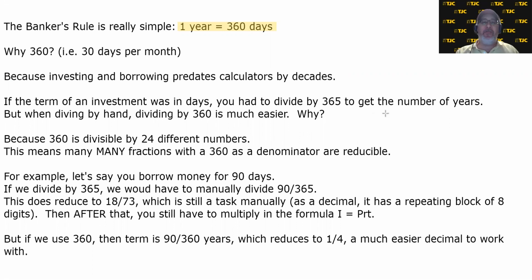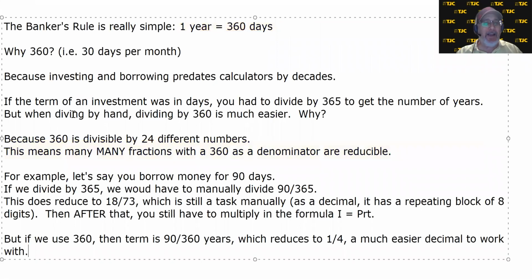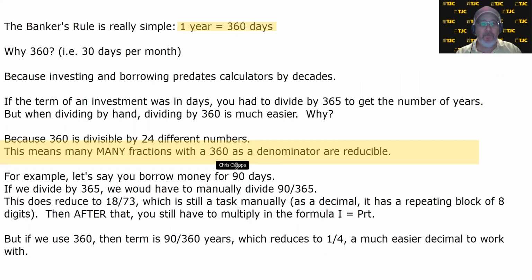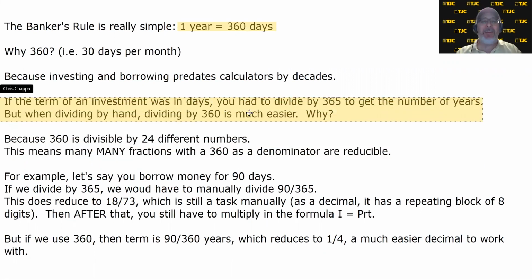If the term of an investment was in days, you had to divide by 365 to get the number of years. Remember, the formula requires that the term be in years. But when dividing by hand, dividing by 360 is much easier. Why?